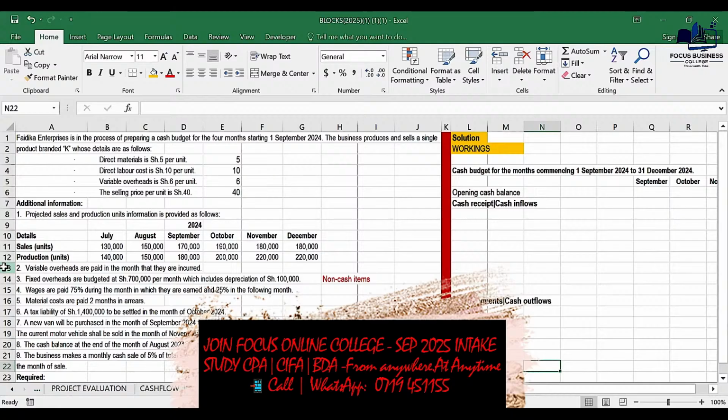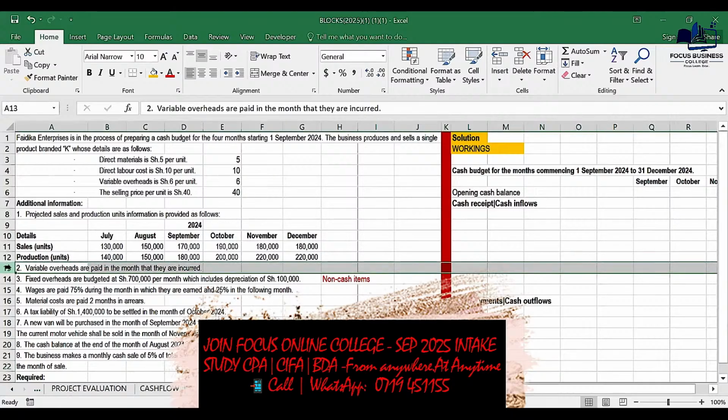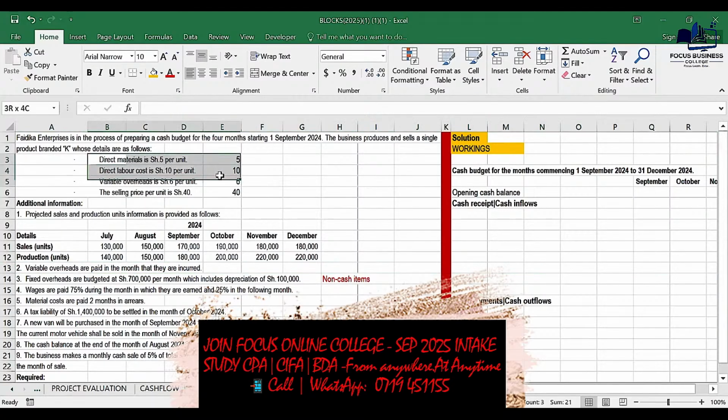I think we can start with note 2. Variable overheads are paid in the month in which they are incurred. The variable costs are these 3 costs here: the direct material, the direct labor, and the variable overhead. So I'll copy all these, because these are the variable costs. Remember, once the company pays for some expenses or overheads, that is a cash payment. I'll bring that here.